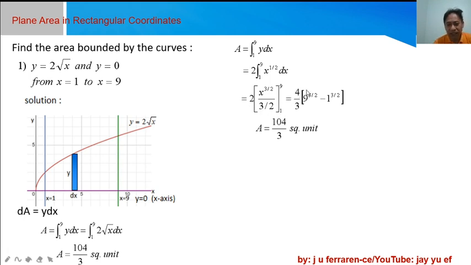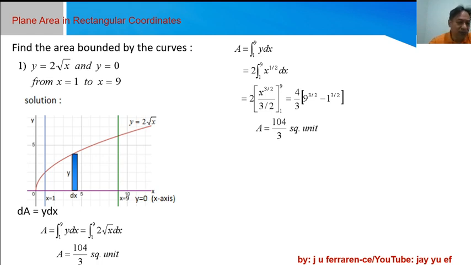So, 4 over 3 is multiplied with the function value at the upper limit, so it's 9 raised to the power 3 halves minus 1 raised to the power 3 halves. And again, you arrive at a value of the area which is equal to 104 over 3.